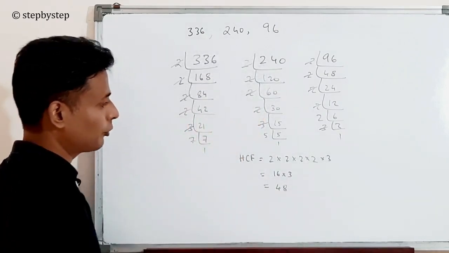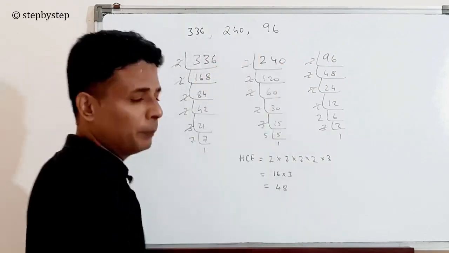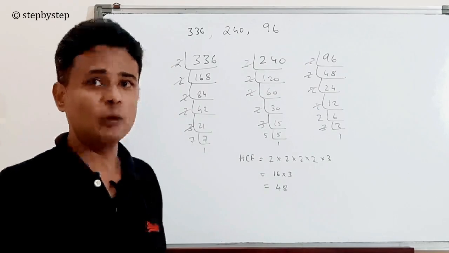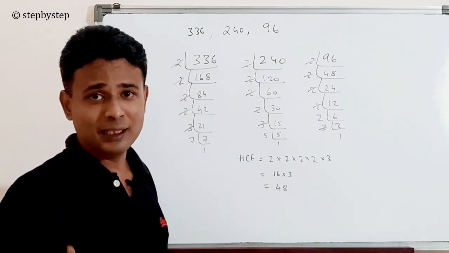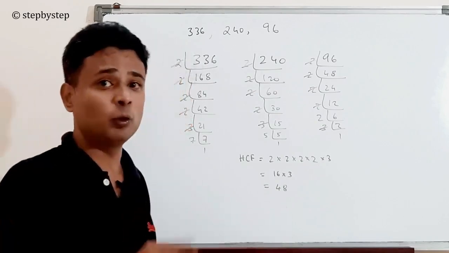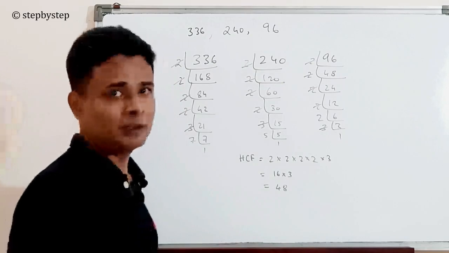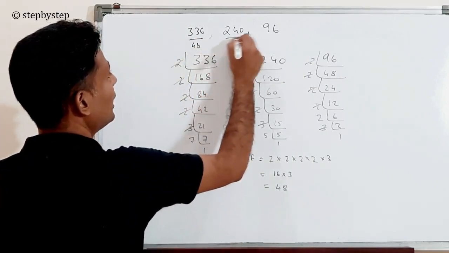Now this is the HCF. But what is this 48? When we take HCF of these three groups of people, we find the ideal way to divide them equally into groups: there will be 48 people in each group. But the question is not how many people in each group, but how many rooms are needed. In each room we can put 48 people. So how many rooms are needed? We have to divide each by 48.